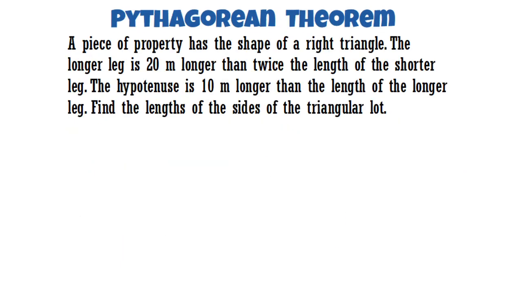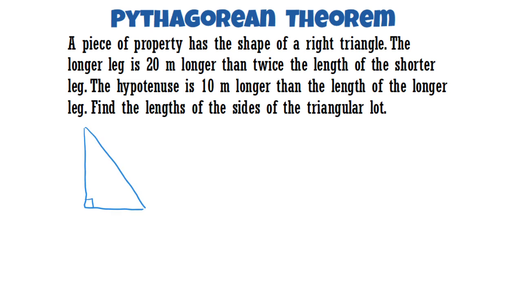Let's take a look at this type of problem. This one is hinting that we're going to be using the Pythagorean theorem. Remember that from geometry, that works on right triangles. So we have a piece of property in the shape of a right triangle. Typically on these types of problems, I'm going to draw a picture to get a feel for what's happening here.